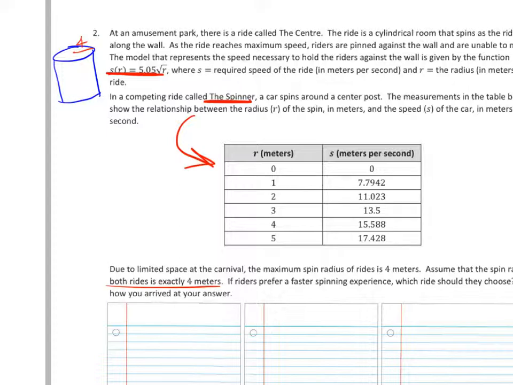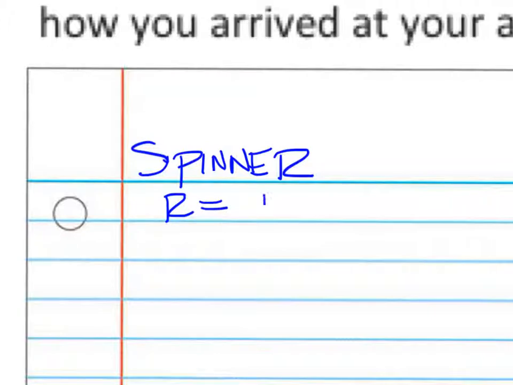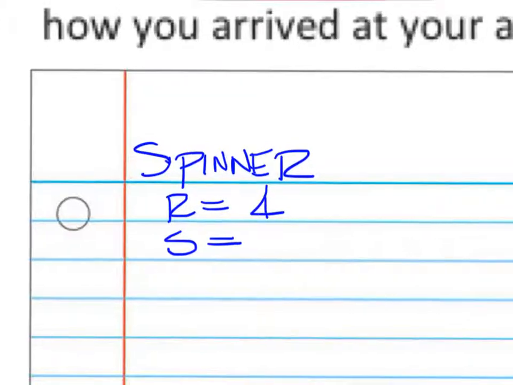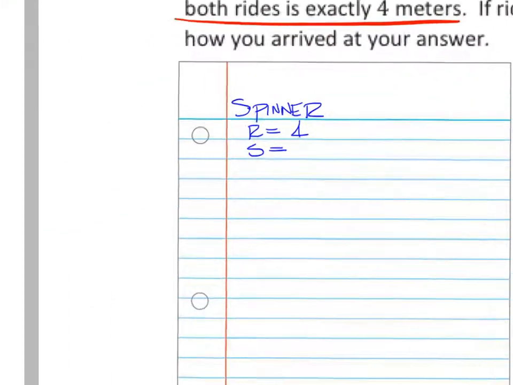The spinner is which one? The table or the equation or the function? The table. How fast does it go with a 4 meter radius? 15.588. And we came up with that by looking at the table. So down here, let's take note of this. The spinner with a radius of 4 will have a speed of the following: 15.588 meters per second.